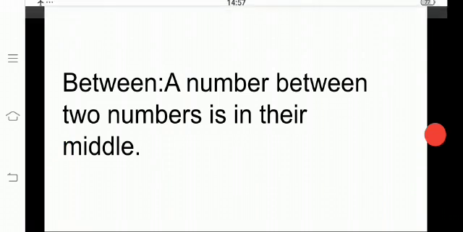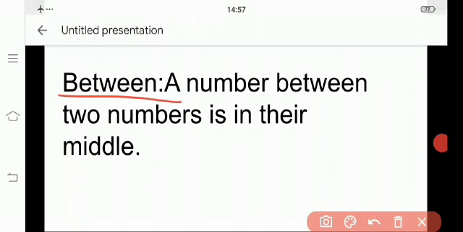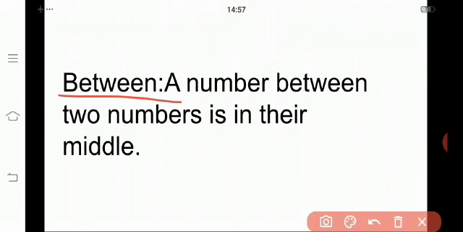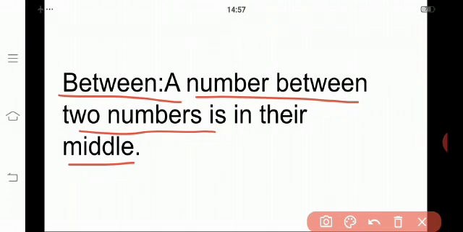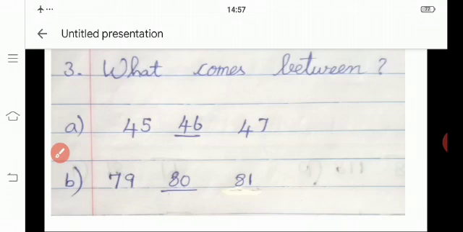Now we are going to discuss the between number. What is meant by between numbers? A number between two numbers is in their middle. Okay children, shall we move on to the examples?